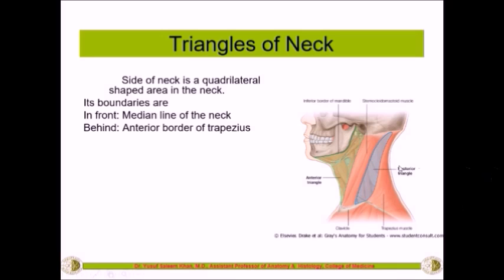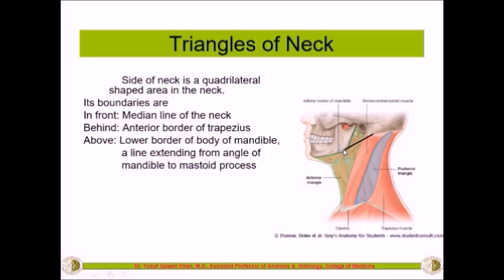Behind, we have an important large muscle of the back called the trapezius. The anterior border of the trapezius will form the posterior boundary of this area. Then above, we have the base of the mandible, and it is not complete, so it is completed by an imaginary line extending from the angle of the mandible to the mastoid process. This will complete the superior boundary.